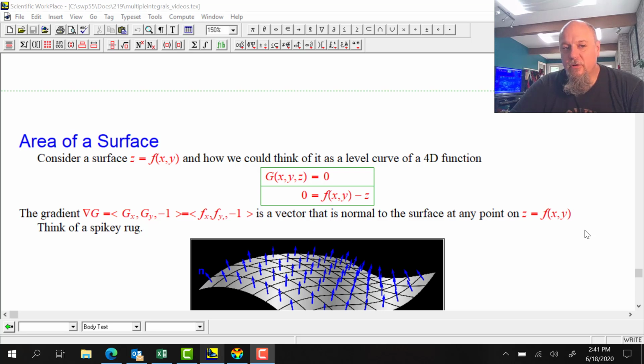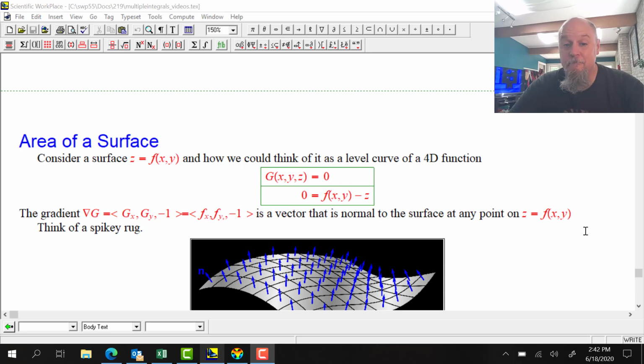We're going to use double integrals to calculate the surface area of a surface. And in order to do that, we're going to think of a surface as a level curve of a 4D function, which is the same idea as when we were getting the normal vector to a surface. We were thinking of getting the gradient of this 4D function, and the gradient of that 4D function was the normal vector to the surface, which we thought of as the level curve.